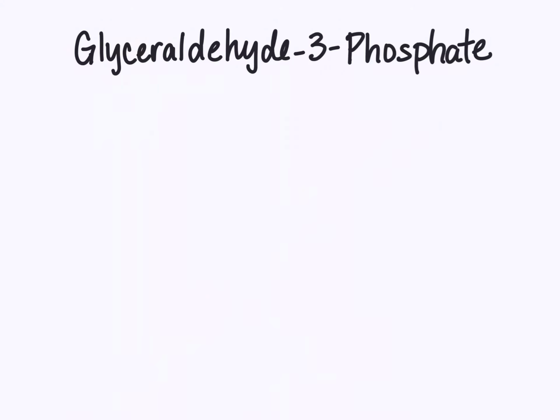Let's talk a little bit more about this molecule that we called glyceraldehyde 3-phosphate. And remember, we abbreviate this as G3P. And this is a very versatile molecule. It's a carbon-based compound that can actually be converted into a variety of other compounds. For example, it can be converted into glucose, which is a monosaccharide.